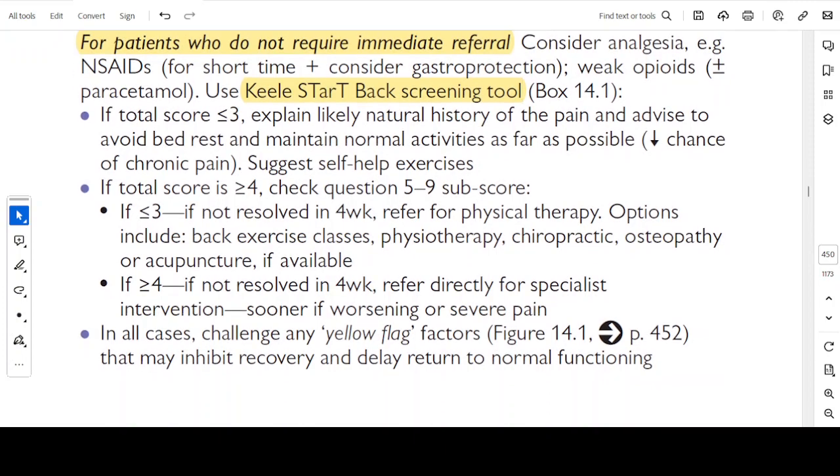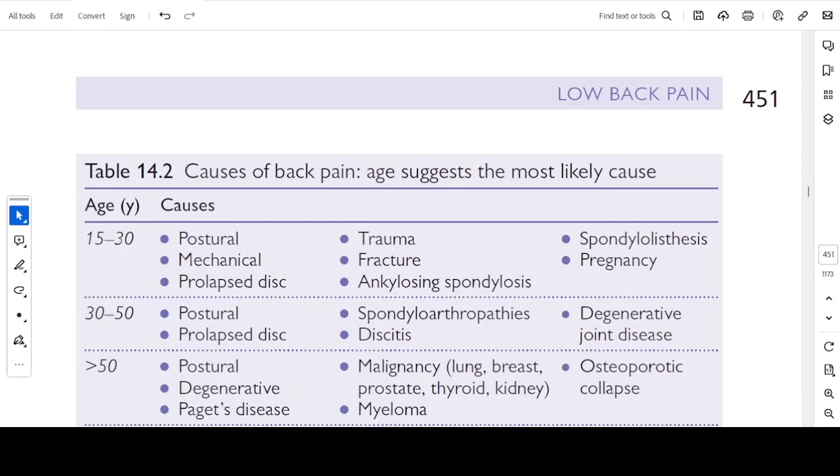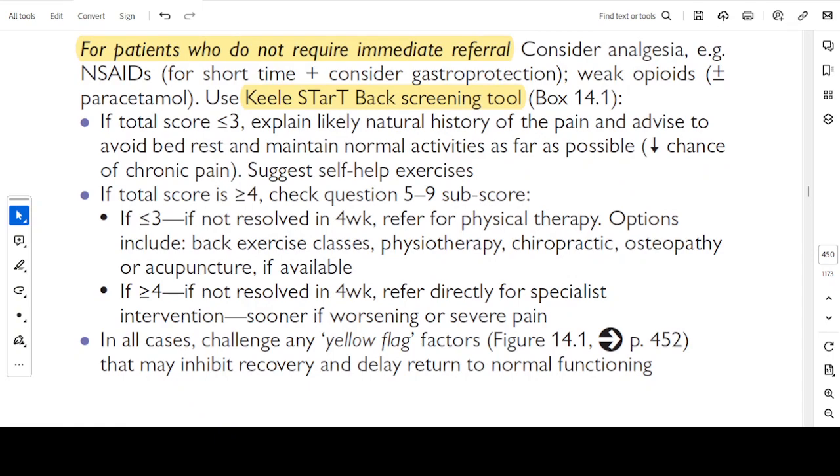We'll see what it is in box 14.1. If the total score of the STarT Back screening tool is less than 3, explain the likely natural history of the pain and advise to avoid bed rest and maintain normal activities as far as possible, and that will decrease the chance of chronic pain.